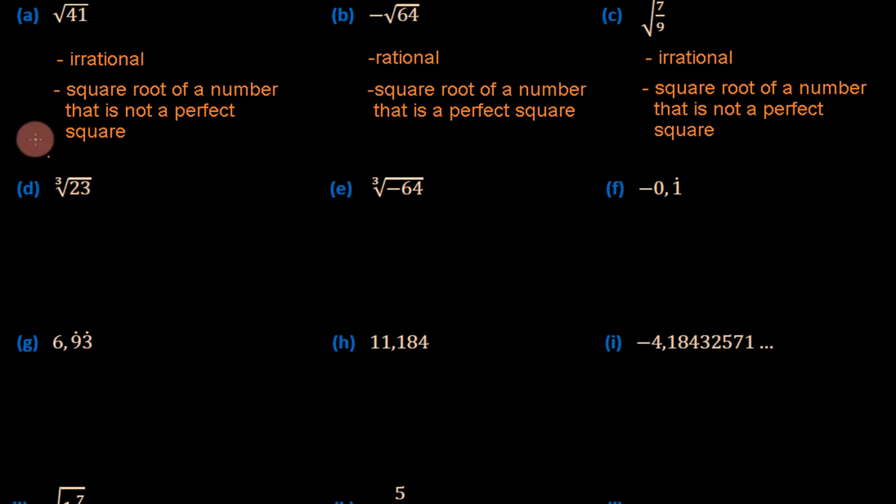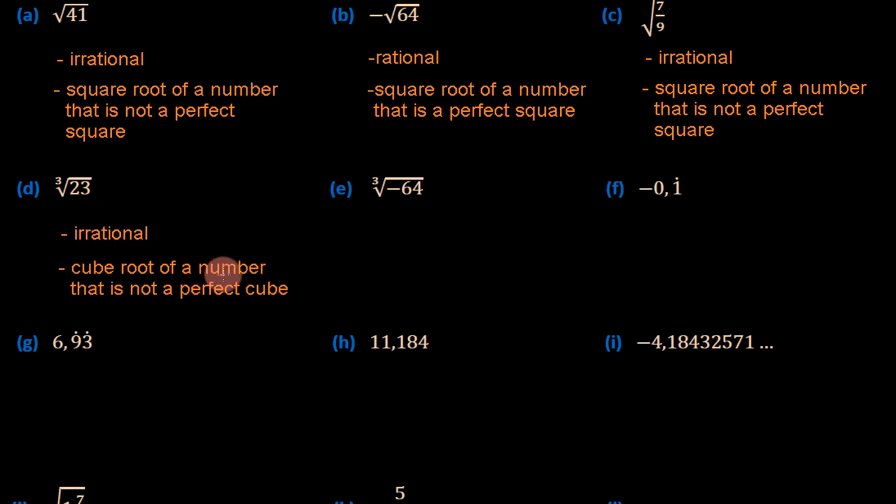Then we have the cube root of 23. It's an irrational number. And the reason is that it's a cube root of a number that's not a perfect cube. 23 is not a perfect cube. Then in E, we have the cube root of negative 64. This is a rational number. And the reason is that it's a cube root of a number that's a perfect cube. Negative 64 is a perfect cube, and the cube root of it is negative 4.